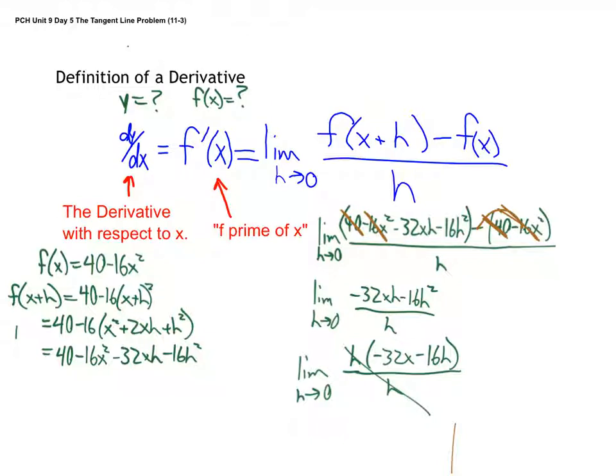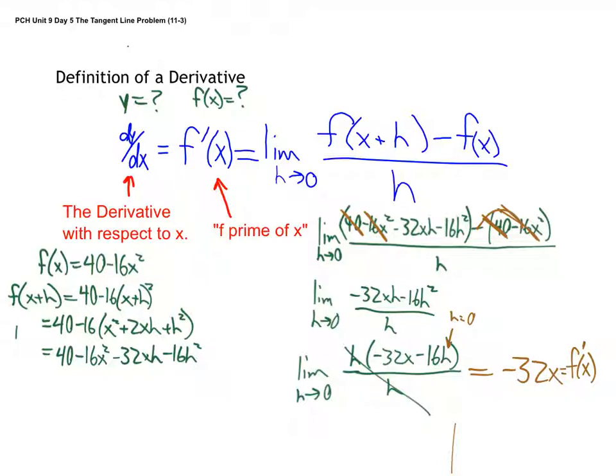So now look, we have something that we can simply evaluate by plugging in 0, because this is a continuous thing here. So if I plug in 0, I just get my final answer of negative 32x. That is f prime of x. Okay, now what do we do?